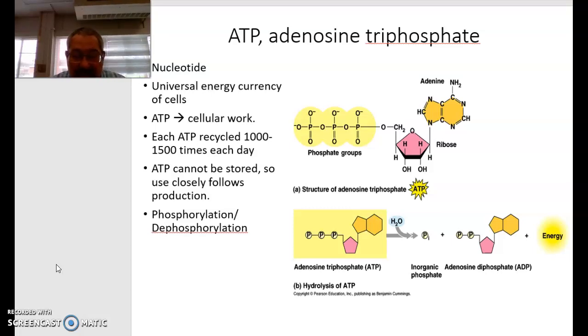And that is shown in letter B in the figure, the hydrolysis, if you will, the use of water to split off a phosphate group from ATP to form ADP and release energy. So please keep in mind, ATP is one of the most important molecules for carrying out work at the cellular level.